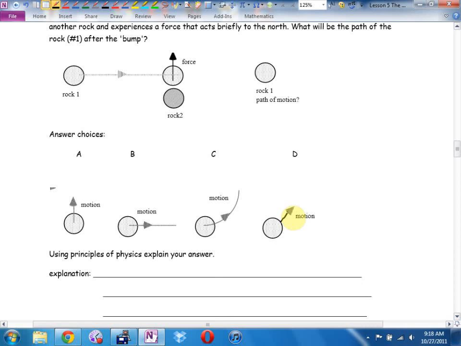Emily, you're right. No. You know what that means? Newton's first law kicks in. Objects want to continue going at a steady path in a straight line. The only way C could be right is if there was still some kind of an outside force acting on it. But after the collision, there is no longer an outside force acting on it. D. Okay?